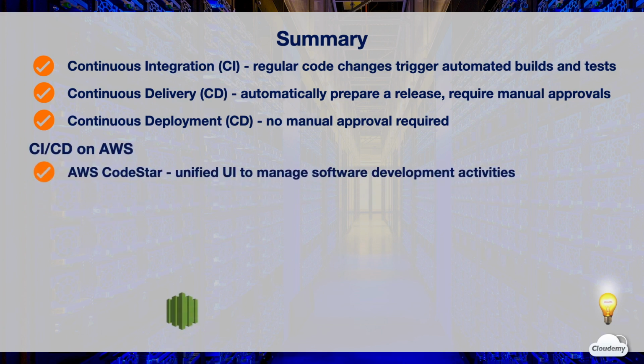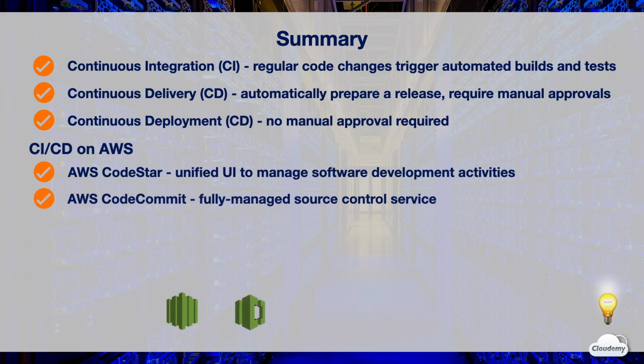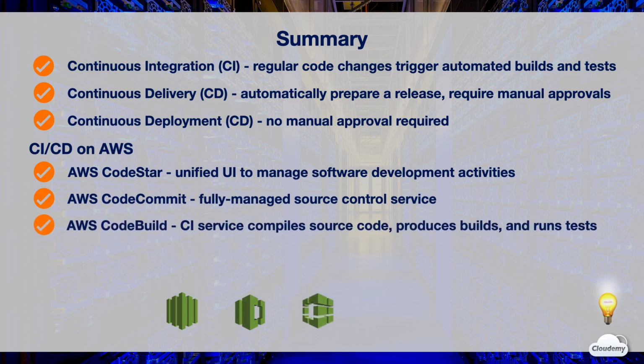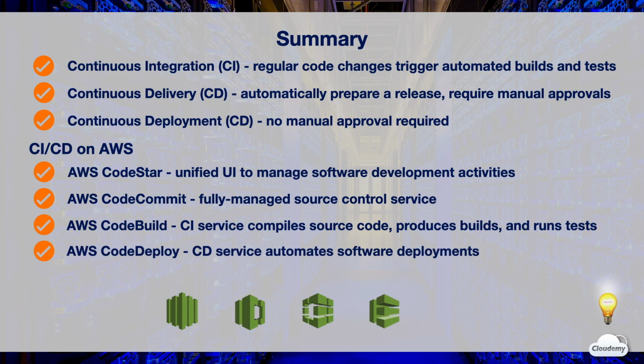CodeStar provides a unified user interface to help you easily manage software development activities in one place. CodeCommit is a fully managed source control service for Git repositories. CodeBuild is a fully managed CI service that compiles source code, runs tests, and produces software packages that are ready to deploy. CodeDeploy is a fully managed deployment service that automates software deployments to a variety of compute services, such as Amazon EC2, AWS Lambda, Fargate, and your on-premises servers.